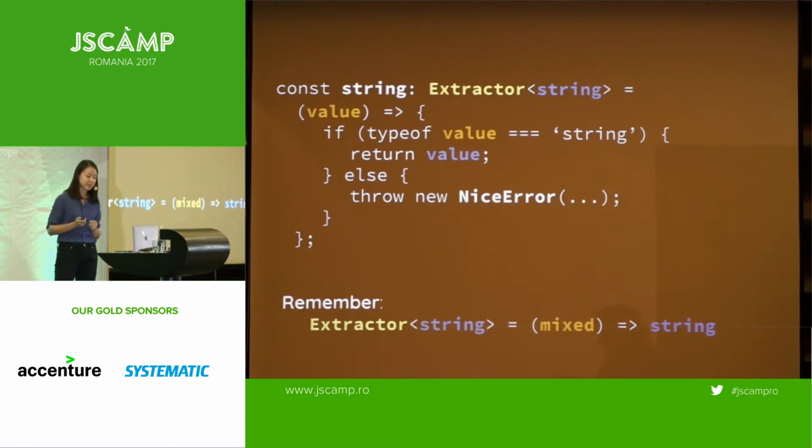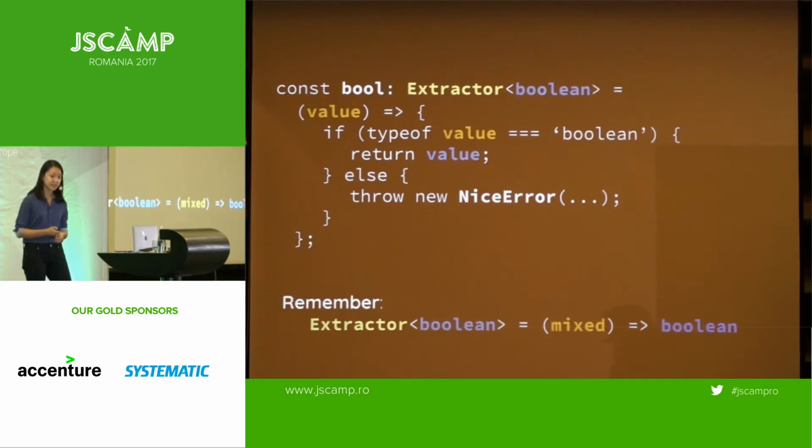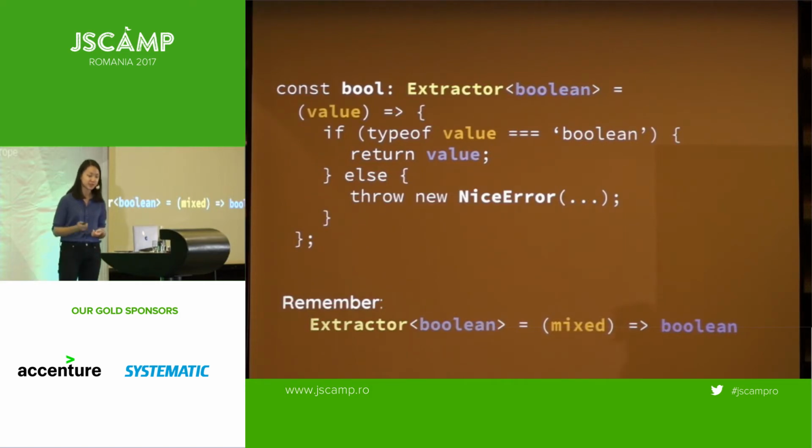So the great thing about this is that going forward, if you put a mixed value through this function, Flow now knows exactly what type it is when it comes out, and you'll be able to use that type going forward. Here is another one, basically exactly the same, except we're doing it for booleans instead of strings.